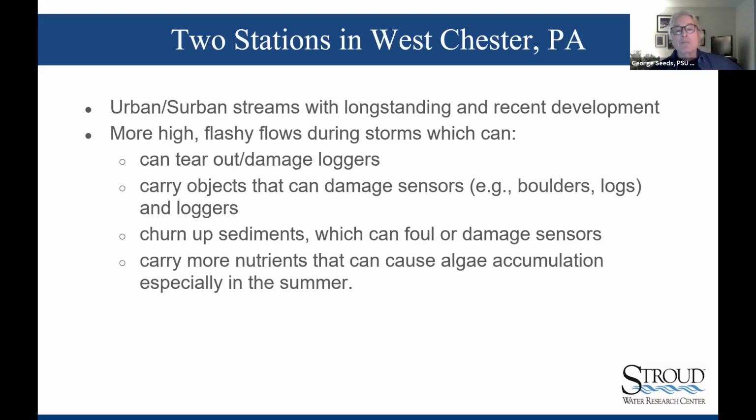They can carry objects downstream that damage sensors, boulders, logs, loggers, churn up sediments, which can foul or damage sensors, and it can also carry more nutrients. We see this in the summer in particular, that algae contaminates the sensors.